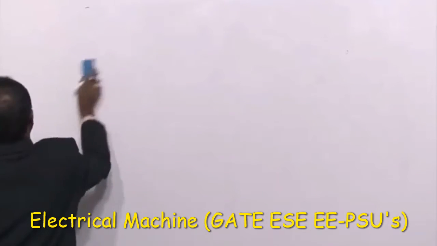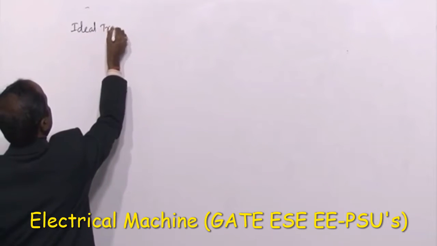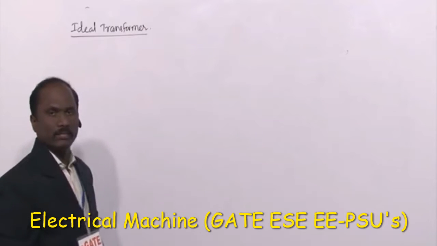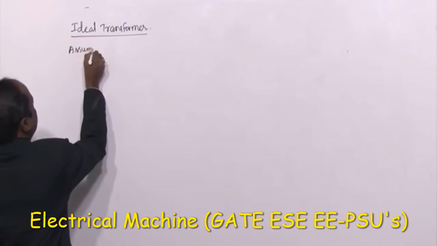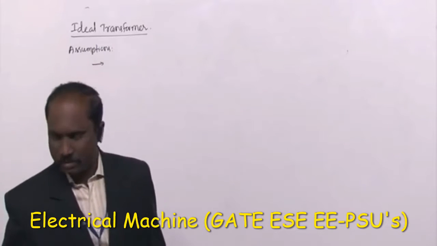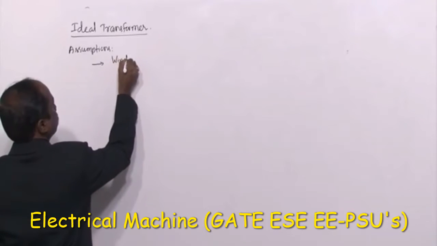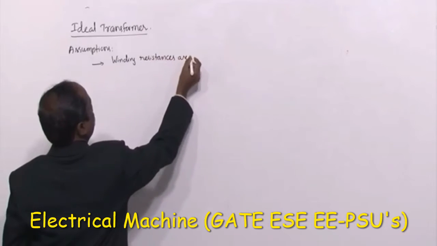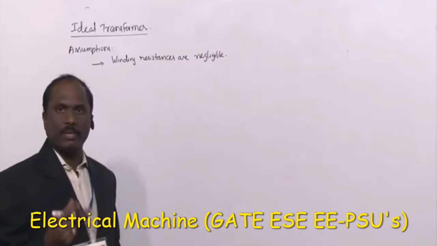Ideal transformer. If we take an ideal transformer, first of all we should know some assumptions. We have to make some assumptions for an ideal transformer. What are the assumptions? First one is the winding resistances are negligible. The first point. So we have primary winding and secondary winding.